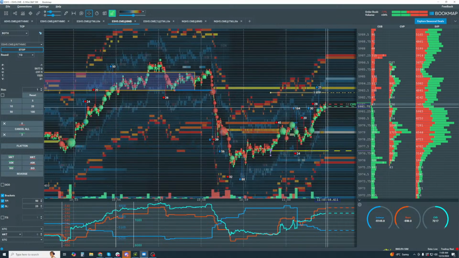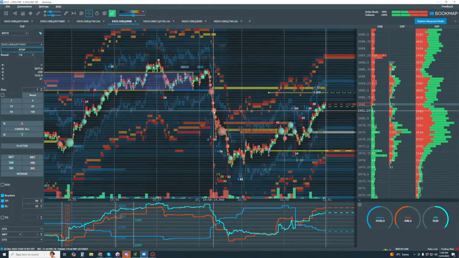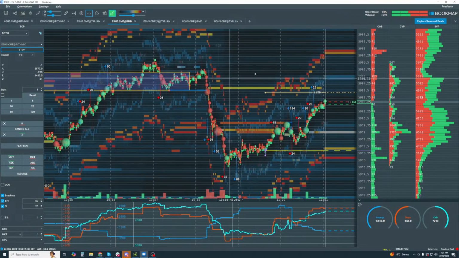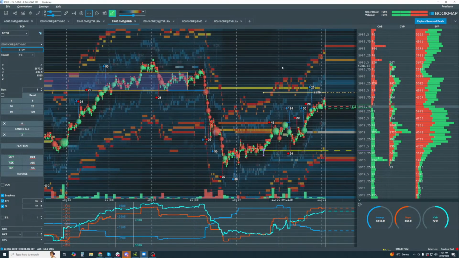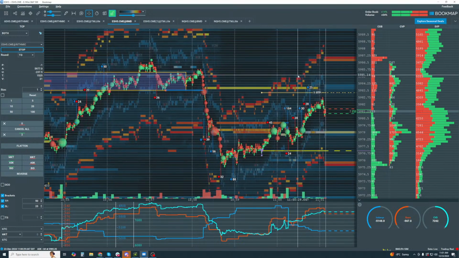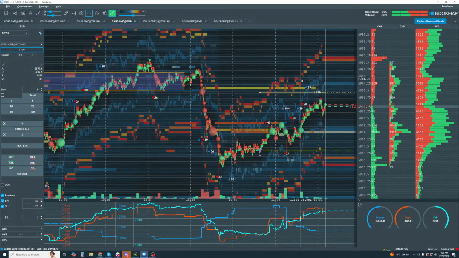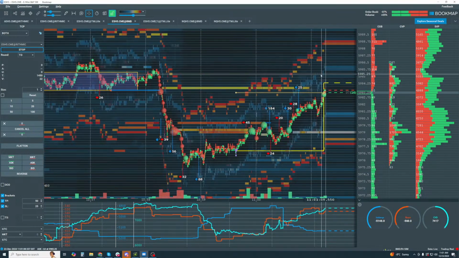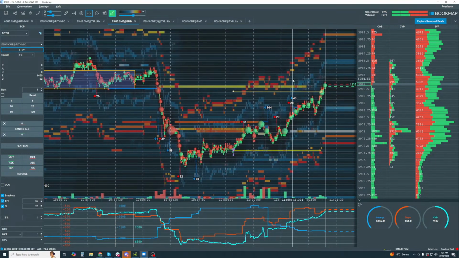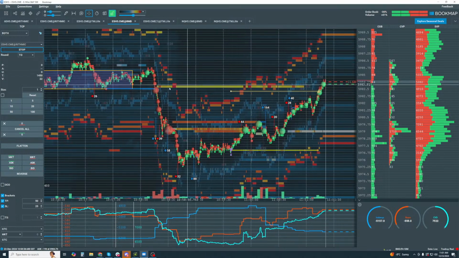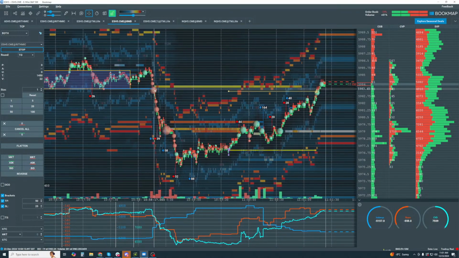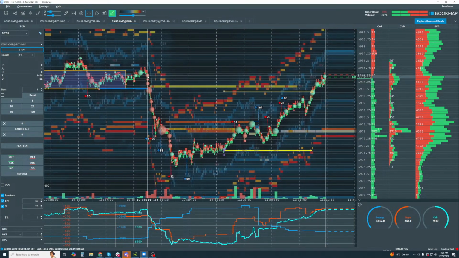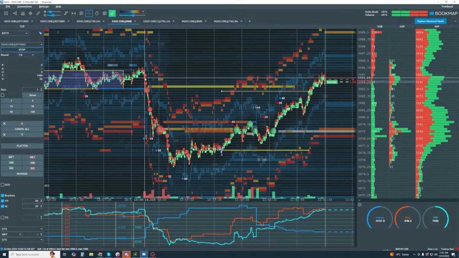Finding some buyers. Okay, they retested this high volume node here. Transaction. Looks like they want to go up to this one here, and that's where our stop is. Not a good place to put the stop. All right, we're stopped out. Okay, so retrace the whole way back up to where these sellers came back in.